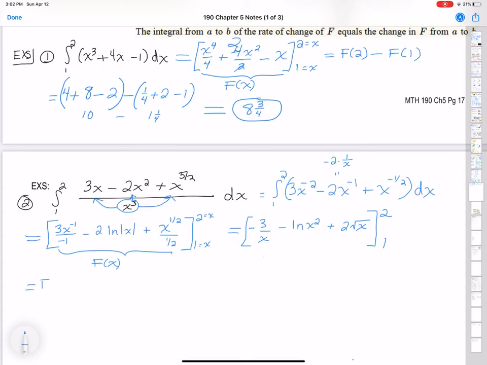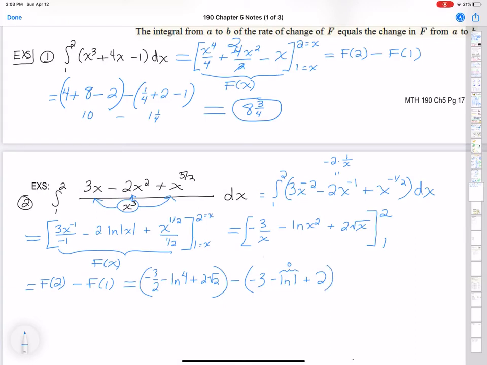So now again, you're subbing in capital F of 2 minus capital F of 1. Not that you have to write that out, let's just get right to it. We'd have our negative 3/2 minus natural log of 4 plus 2 square root of 2. That's subbing in the upper limit of integration, minus subbing in the lower limit, which would be a minus 3, minus natural log of 1. 1 squared is 1, but natural log of 1 is just 0, so I'm going to be able to drop that term. And then plus 2 times the square root of 1 is just 2.